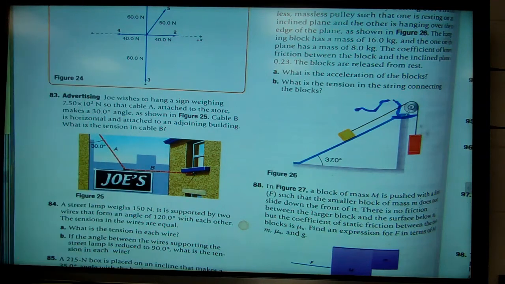Joe wishes to hang a sign weighing 7.50 times 10 to the second Newton so that cable A, attached to the store, makes a 30-degree angle, as shown in figure 25. Cable B is horizontal and attached to an adjoining building. What is the tension in cable B?